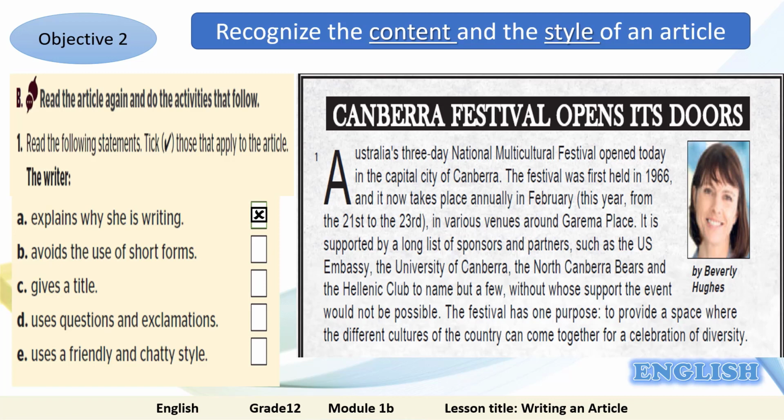Does the article avoid the use of short forms? Let's take a look here. I have two samples of two different verbs, is and has. They are not contracted. There is no apostrophe s in neither of them, which means they are in full verb forms. Does she have a title? It's quite crystal clear right at the top. It does have a title.